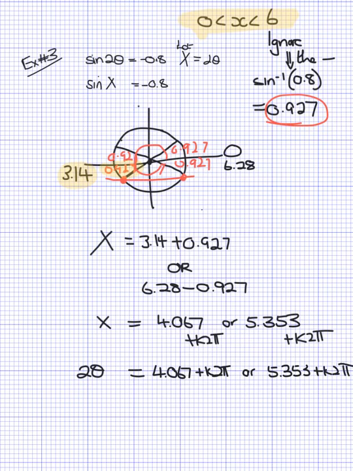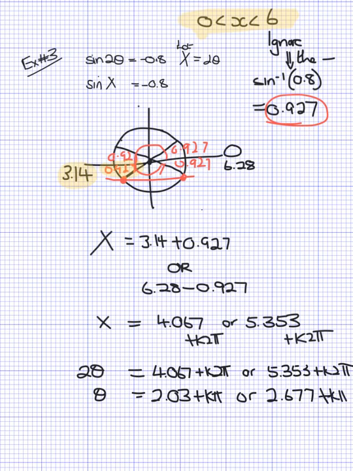And so then we've got to find theta. To do that we divide by 2, so we get theta therefore equals 2.03, or theta equals 2.677, because I'm rounding up. Because I'm dividing by 2, I'm just going to put plus k pi.